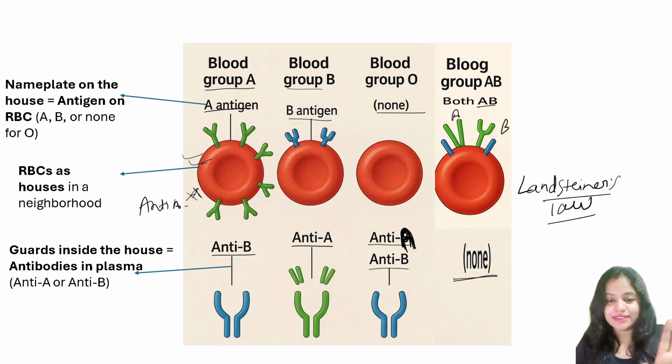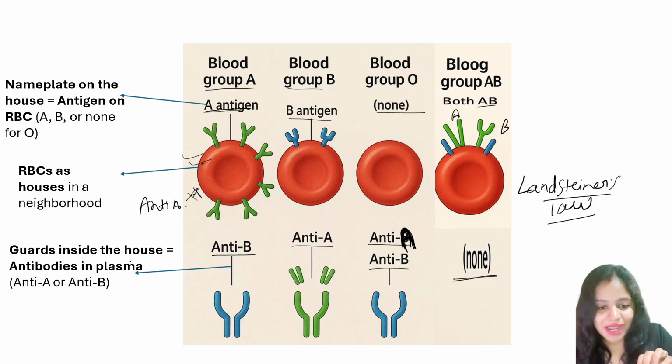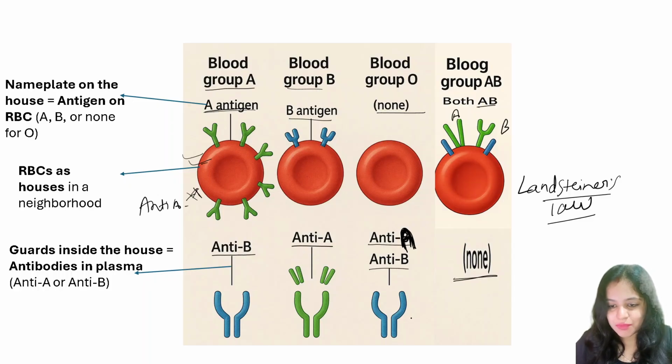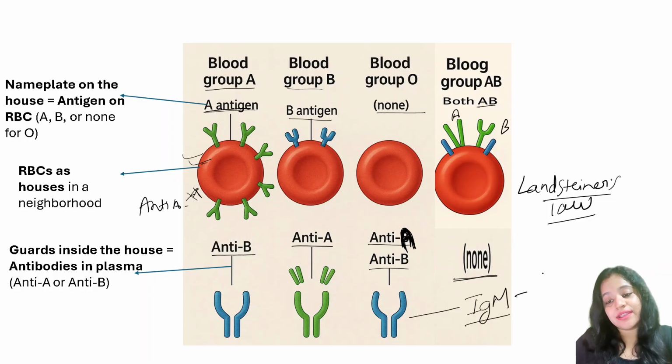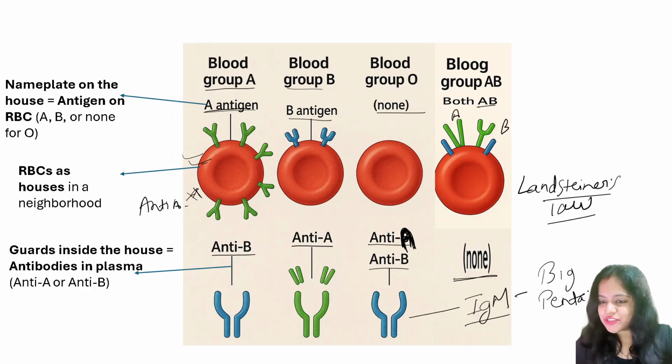What is the Landsteiner's law? Again, let me just explain it again. If an RBC has a particular antigen, the plasma will not have the corresponding antibody present. It will have the opposite antibody present. Okay. Same is true if you reverse it. If a plasma has a particular antibody present, its corresponding, remember the term, corresponding antigen will be absent on the RBC. The opposite antigen will be there. Clear? Now, let's talk about this antibody a bit. These antibodies are your IgM antibodies. Okay? They are big, pentameric in nature. The guards need to be big and strong, right?